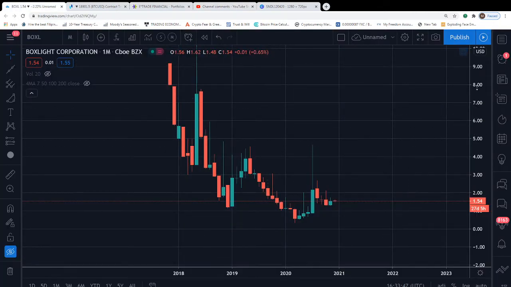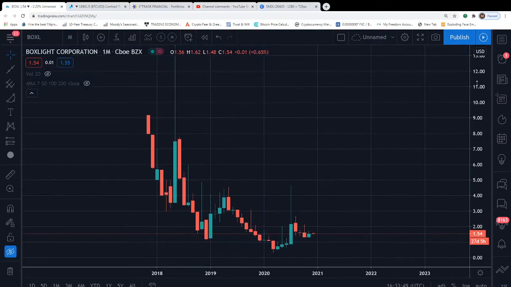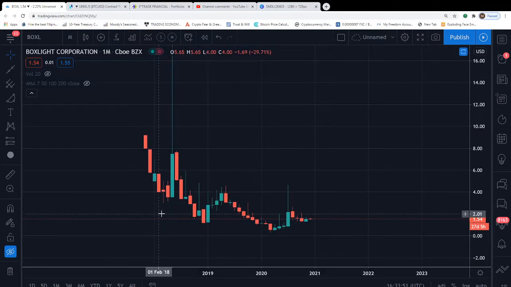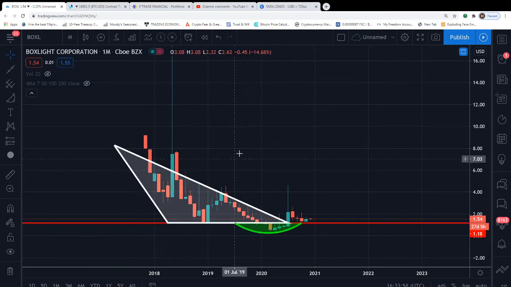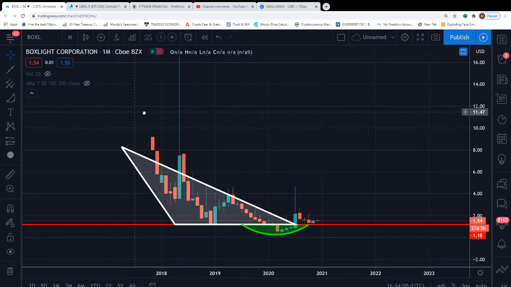So here is the pattern that I found on this symbol here. And these are the monthly candles, by the way. And that pattern goes as follows. Voila. Okay, really simple, guys. I try to keep my charts really, really simple.